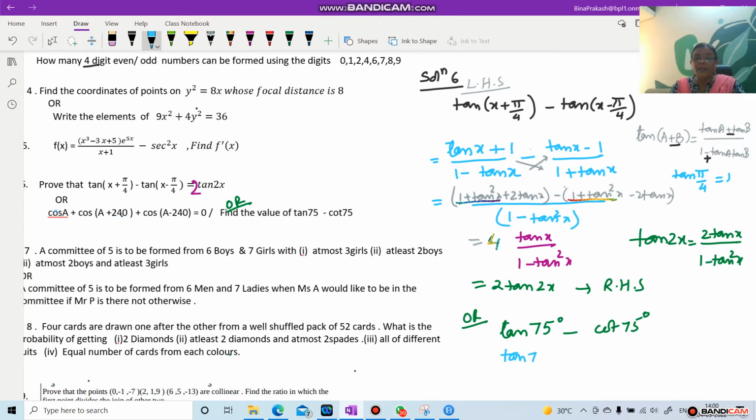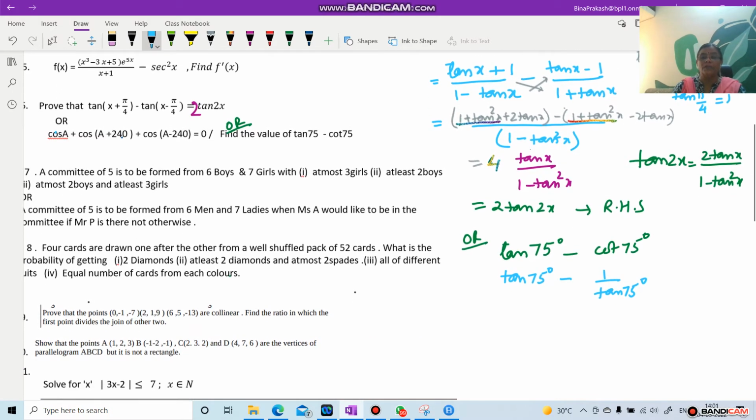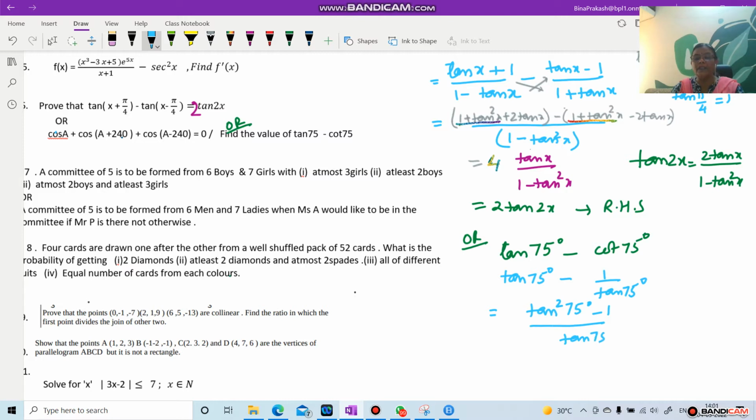I prefer to take it up in a little different way. That is, I'll rewrite this in terms of tan. Since the angle is same, I can use one ratio. So I have written it in terms of tan. So what will this convert to? It converts to the form tan square 75 degree minus 1 upon tan 75 degree.